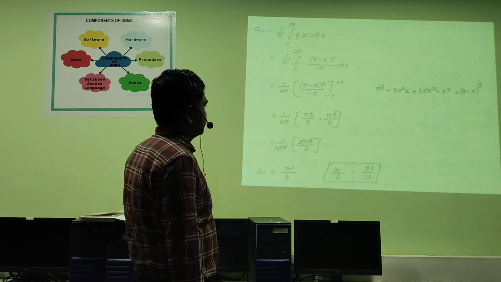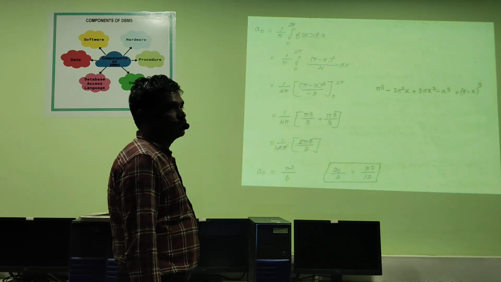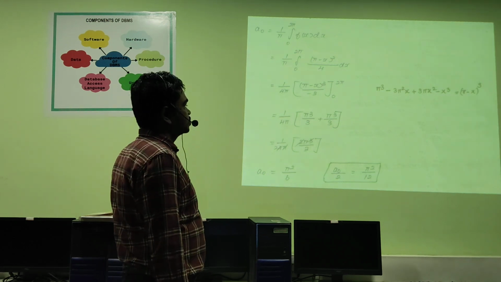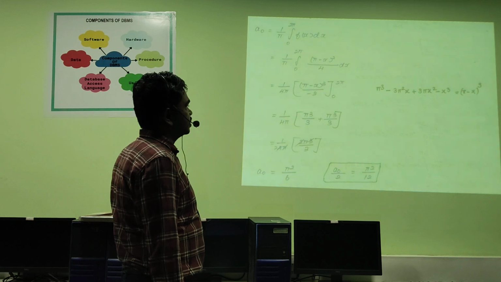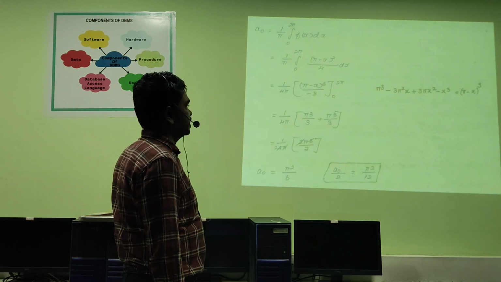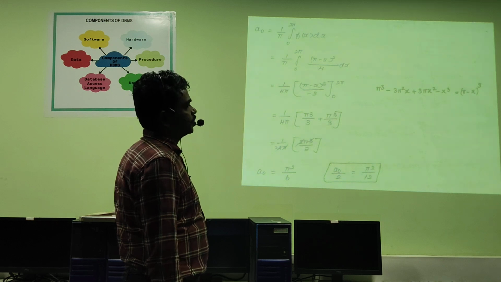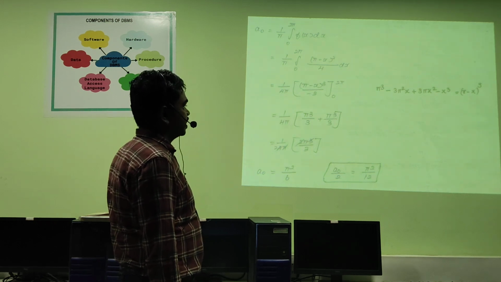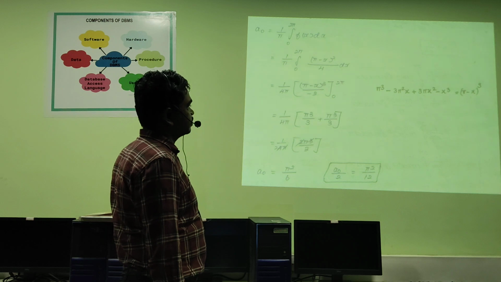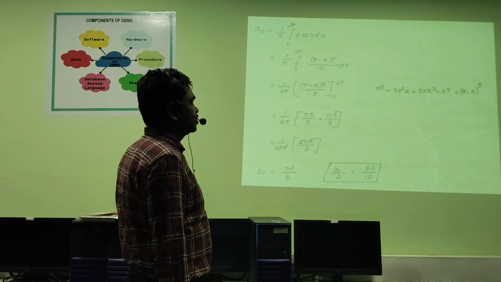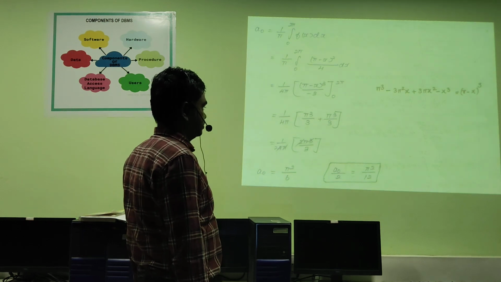So equal to 1 by 4 pi. We can now use the upper limit as 2 pi. So replacing x by 2 pi, (pi minus 2 pi) whole cube by minus 3. Therefore pi minus 2 pi is minus pi. So (minus pi) whole cube, that is minus pi cube by minus 3. Minus minus cancel. So finally pi cube by 3.